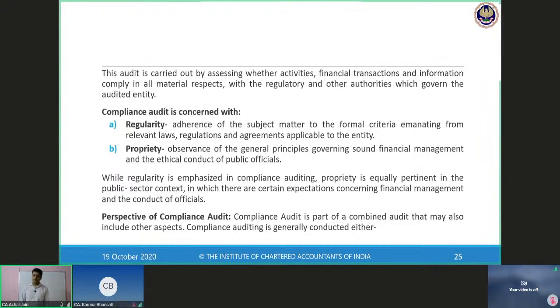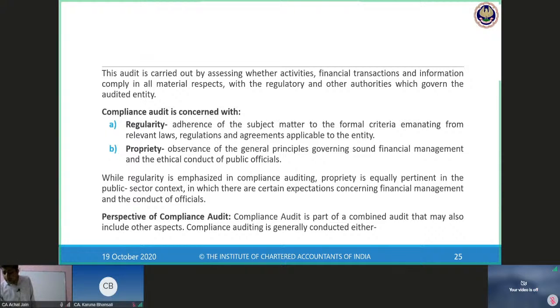Propriety, observance of the general principles governing sound financial management and ethical conduct of public officials. While regularity is emphasized in compliance auditing, propriety is equally pertinent in the public sector context, in which there are certain expectations concerning financial management and conduct of officials. So both these aspects are important, regularity as well as propriety.